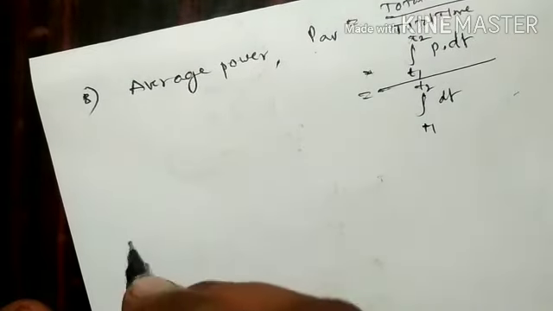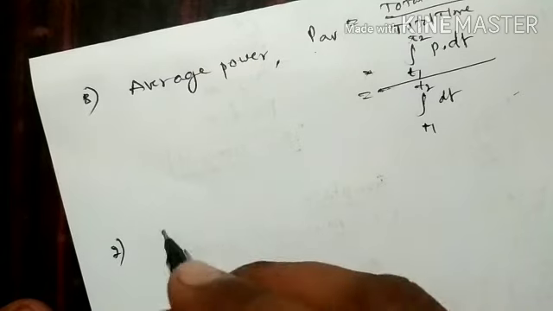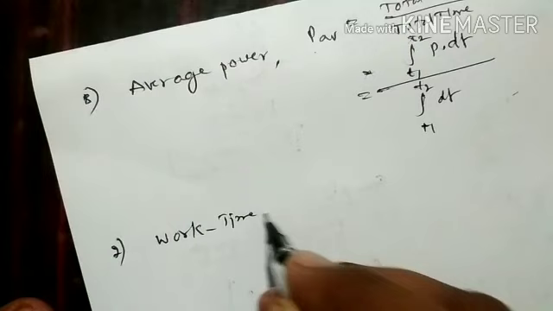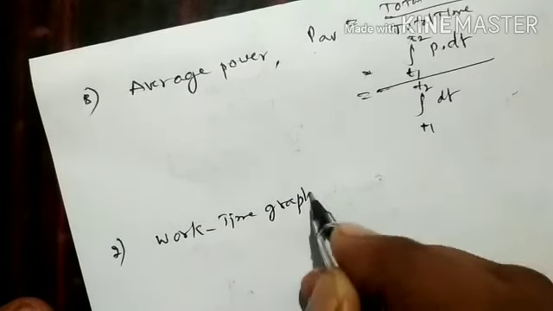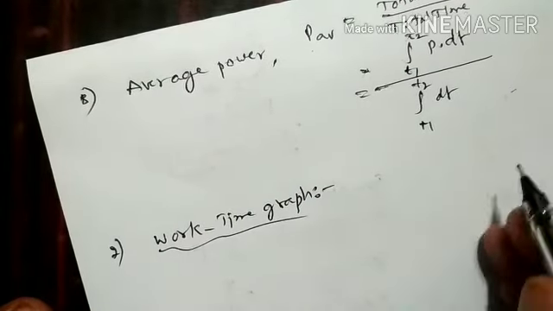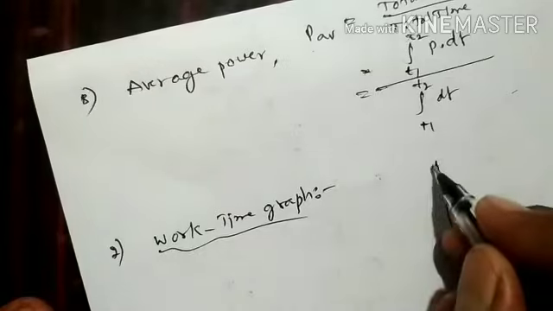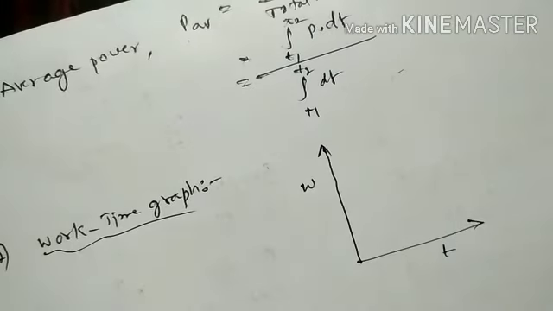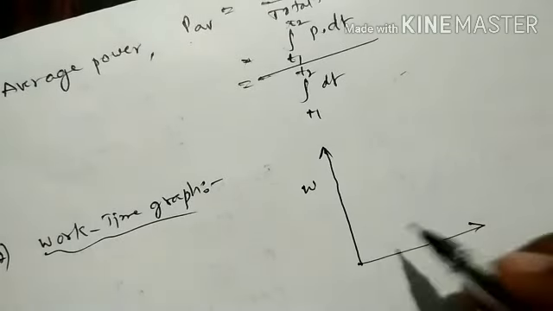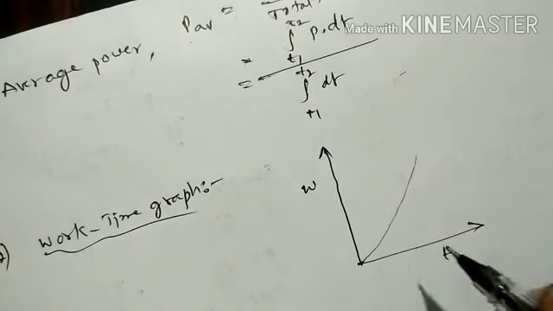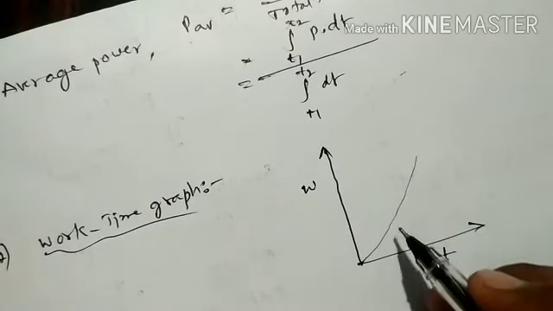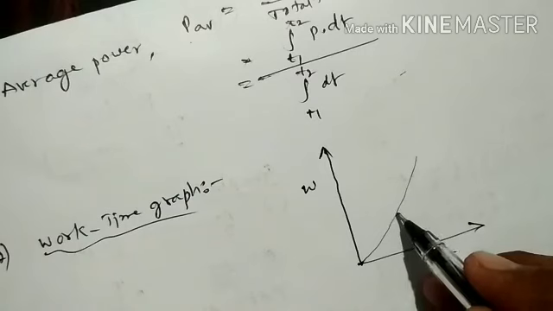And next one, the second graph, is the work time graph. What is the use of this work time graph? So you can plot work done on the y-axis and time on the x-axis, because time is an independent variable. So if you get a graph like this, it has a variable slope. The slope of the graph changes. It is not constant.